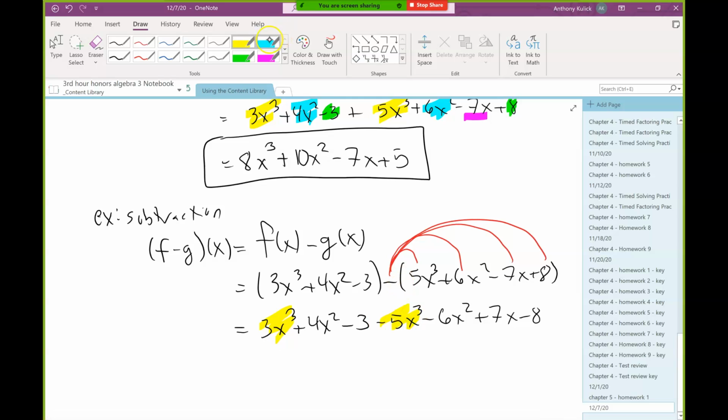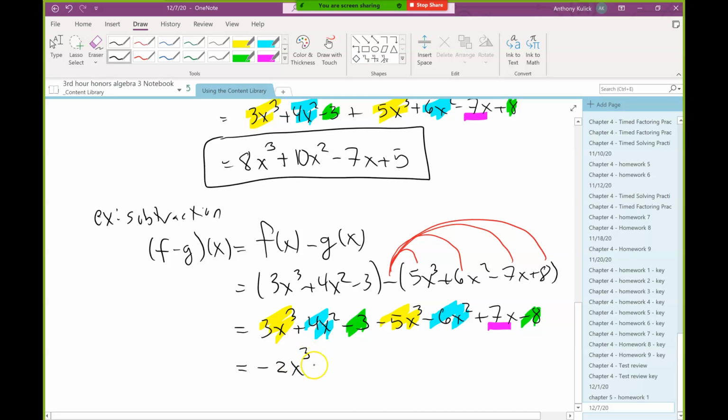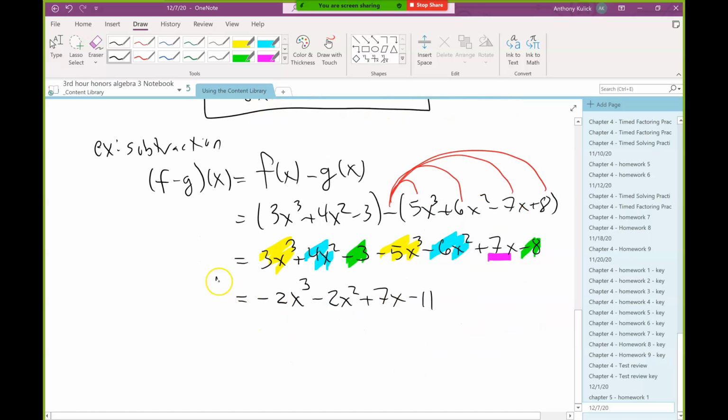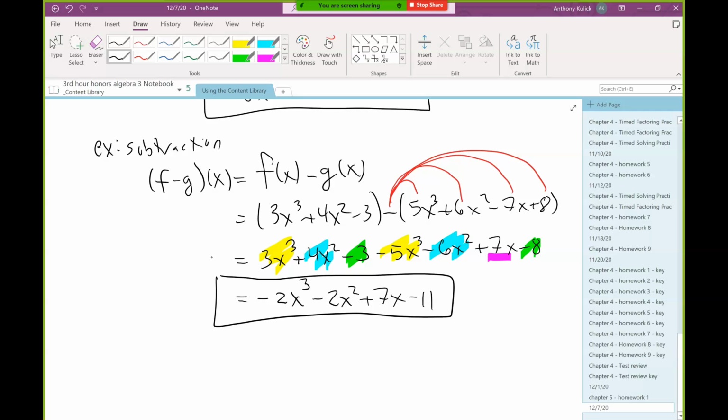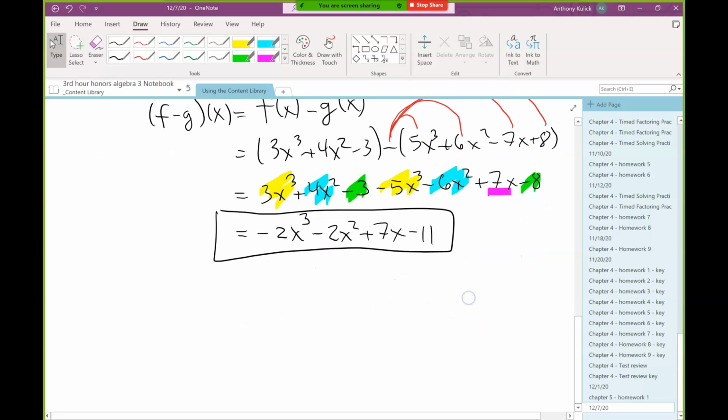So the x cubes can go together, the x squareds can go together, the constants go together, and then the linear term just stays the same because it doesn't have a like term to pair with. And again, we're just adding the coefficients, but the exponent stays the same. So there's that. Any questions on that one? Again, pretty straightforward, right? Nothing surprising here.